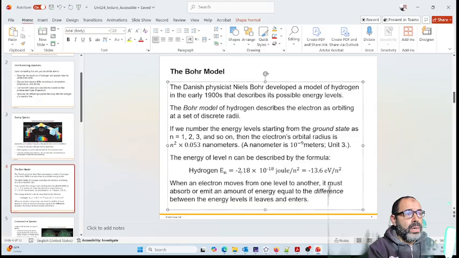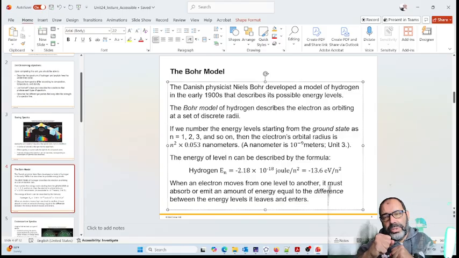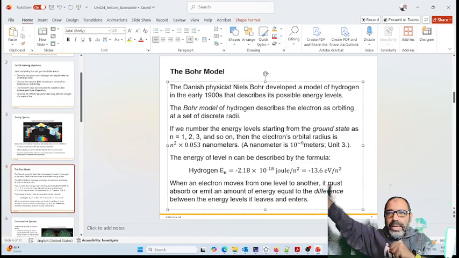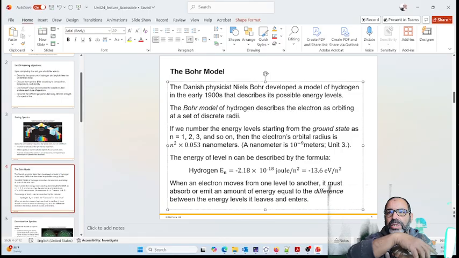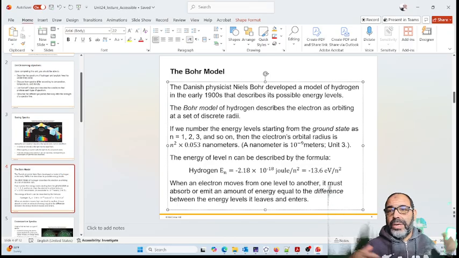Now, the negative sign has a meaning in that the electron is actually bound to the nucleus. That's what the negative sign means in here. So if I want to free that electron, move it freely, I have to add the same amount of energy so that it will have zero energy. Basically, it's free. Okay? So that's what the negative sign means.